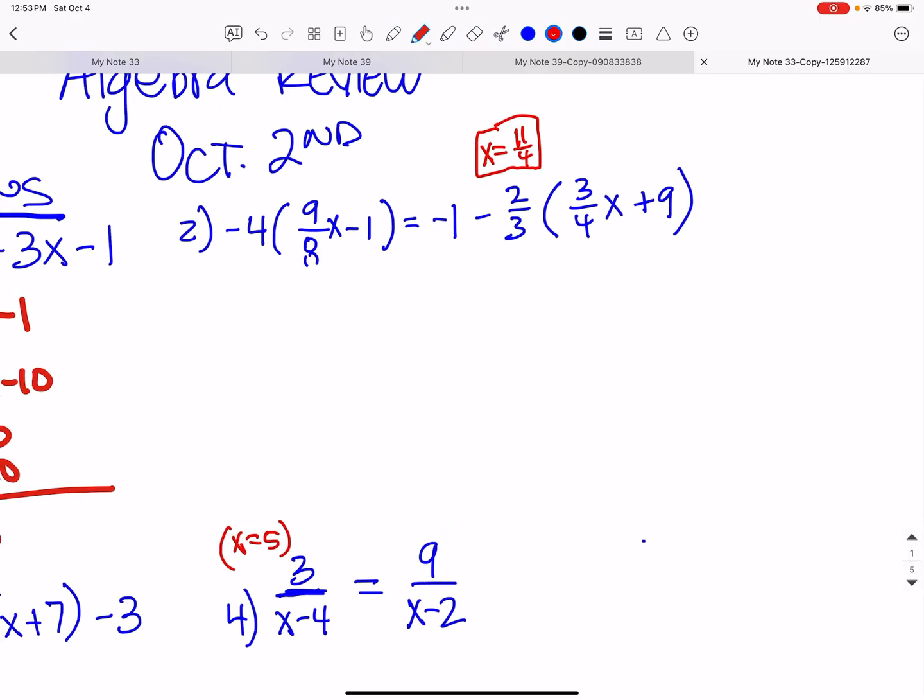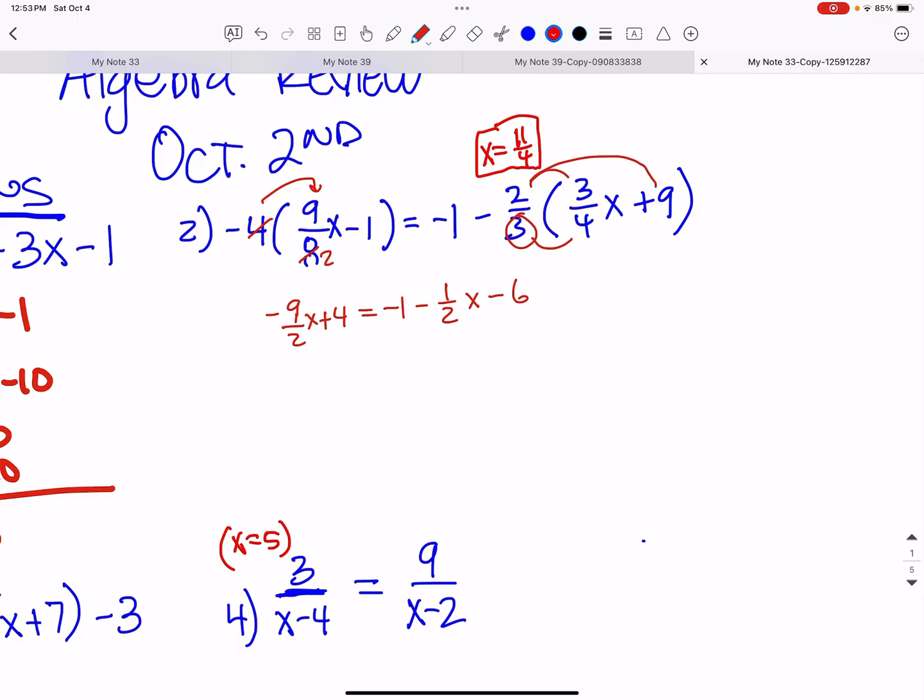This one, when you multiply these two, this would cancel this out and make it a 2. So we would go negative 9/2 plus 4x equals negative 1 minus 6/12, which is 1/2 x minus 6. 18 divided by 3.